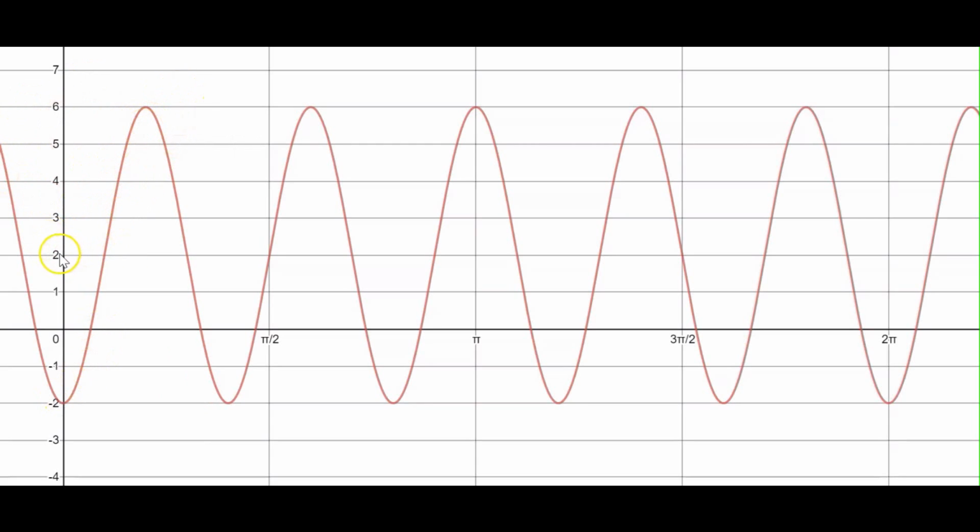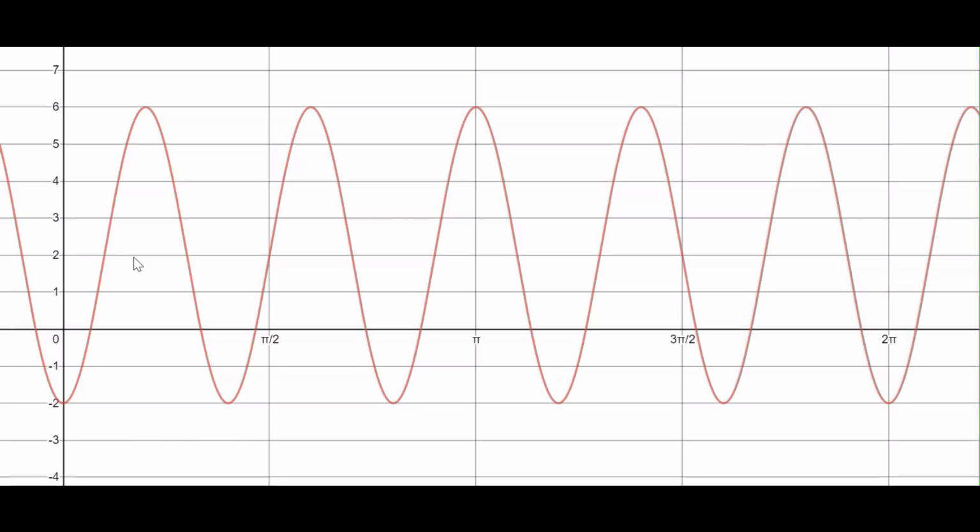Another way to do the amplitude is go to the middle of the curve and count from the middle up to the highest point or down to the lowest point. 1, 2, 3, 4. Or 1, 2, 3, 4. Okay, so the amplitude is the distance between the middle point and the highest or lowest point. So this has an amplitude of 4. So instead of negative cosine of x plus 2, it's negative 4 cosine of x plus 2.